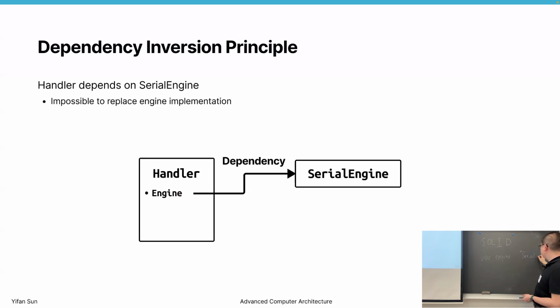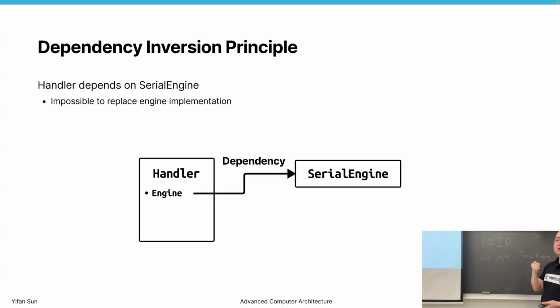Or I may put a star here. I may write some code like this, right? So what's the problem with this code? For a smaller scale program, it's not a big problem. But it's a hard dependency. That means this particular handler has a hard dependency on a serial engine.